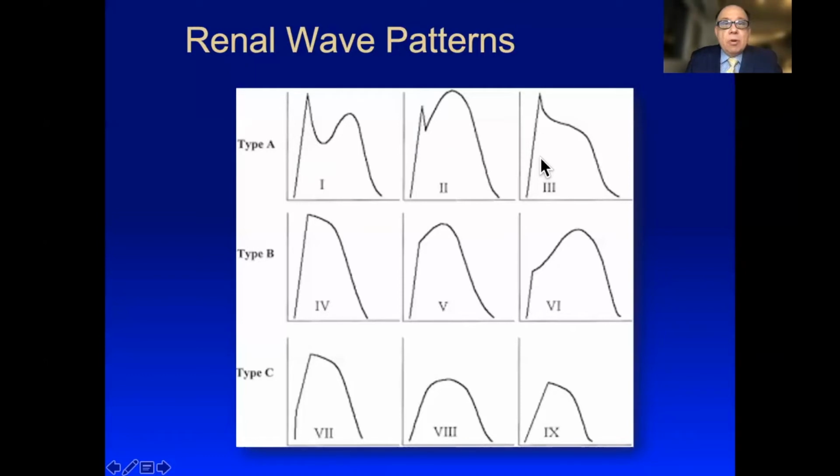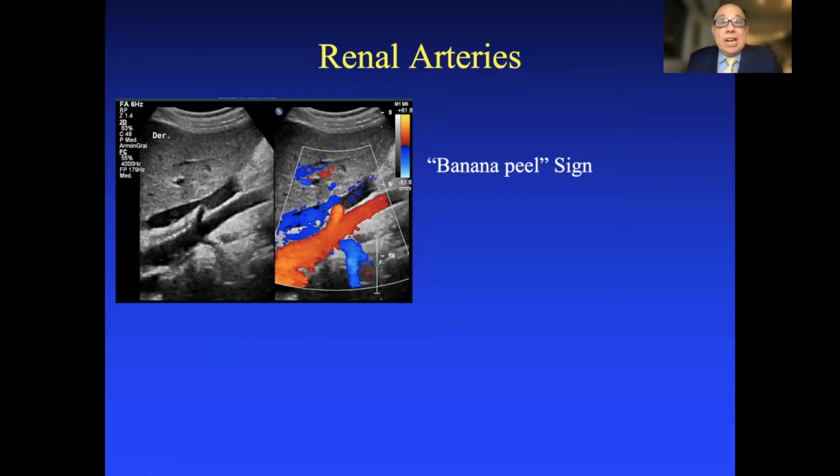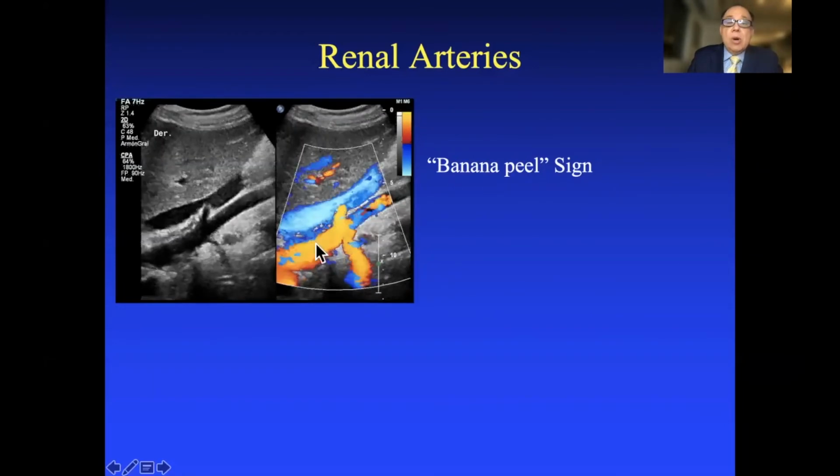This is the proper way to place the calipers and obtain a reliable and confident measurement. The renal arteries are first assessed by using B mode, and then we activate the color Doppler. In thin patients, we can obtain this special view. It is called banana peel sign with color Doppler, and here with power Doppler, bidirectional power Doppler.